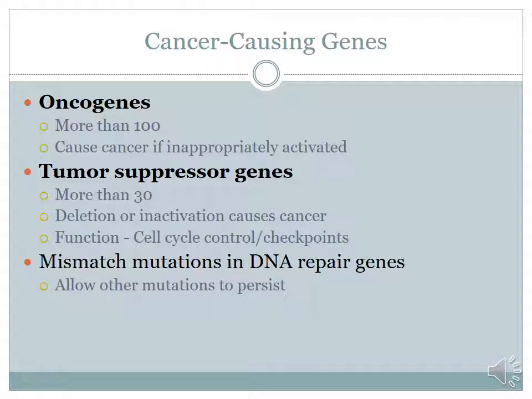Most mutations that cause cancer are in oncogenes or tumor suppressor genes. The effects of mutations in oncogenes are typically dominant, and those of tumor suppressor genes are recessive. A third category of cancer genes includes mismatch mutations in DNA repair genes that allow other mutations to persist. When these other mutations activate oncogenes or inactivate tumor suppressor genes, cancer can result.